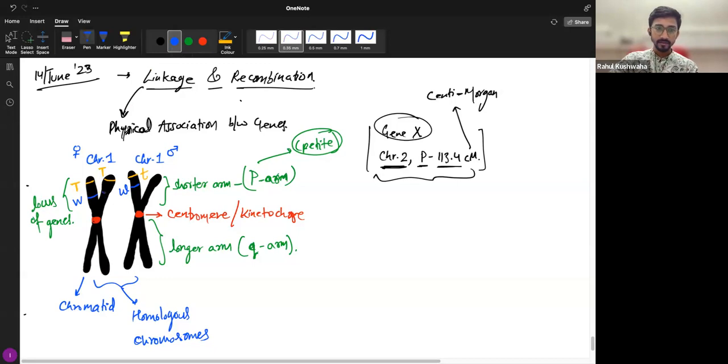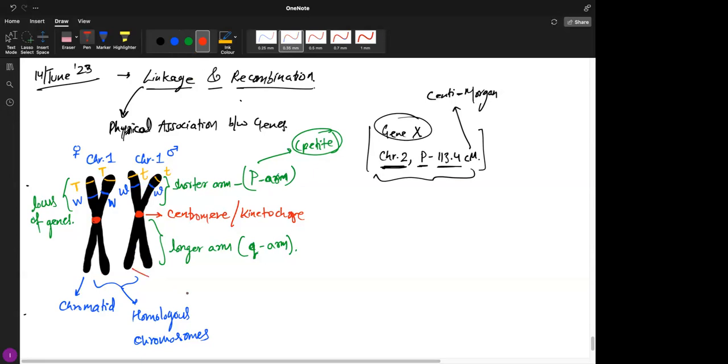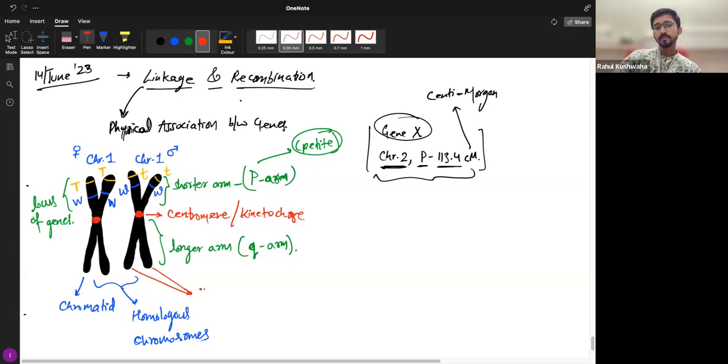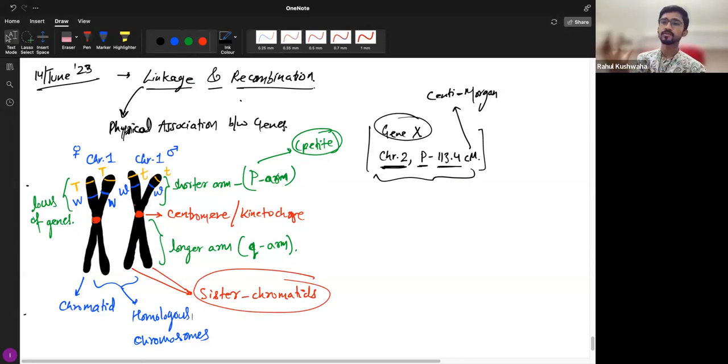Does that make sense? If here is W, here also it will be capital W only. Similarly, this will be small t, and here will be small w. Is that clear, everyone? So these two chromatids will be called sister chromatids because they are exactly the same as each other. They come from the same chromosome when it duplicates and forms two chromatids. That's why they are called sister chromatids.